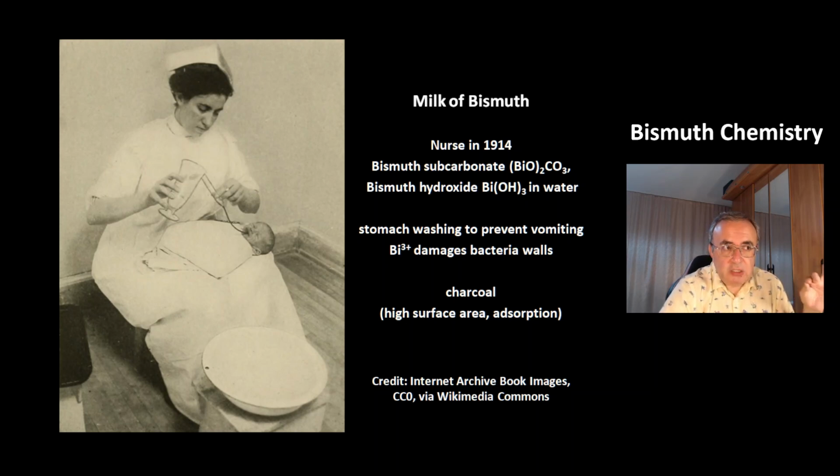You can also add charcoal to the milk of bismuth. Charcoal has a big surface, and all kinds of compounds can bind to the surface of charcoal. This is called adsorption. So these compounds are filtered out of the stomach liquids. That's how it works.